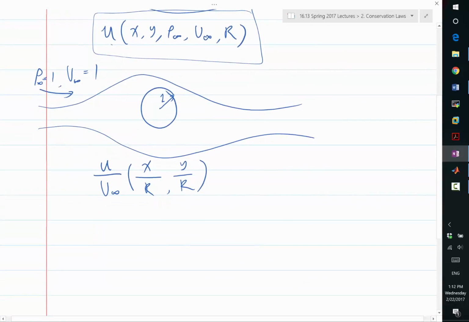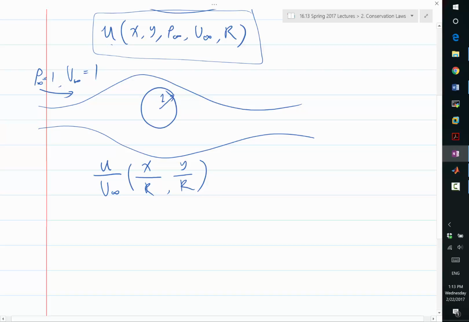Okay, so in this case, how do we know that we can reduce the parameters from 5 to 2? Is there anything you can do to know in advance that you can reduce from 5 independent values to only 2? Yeah? There are 3 fundamental dimensions involved in the problem. Exactly. Look at what dimensions are involved in all of these parameters.